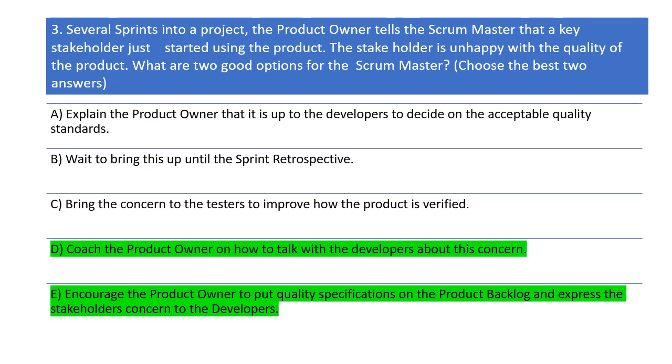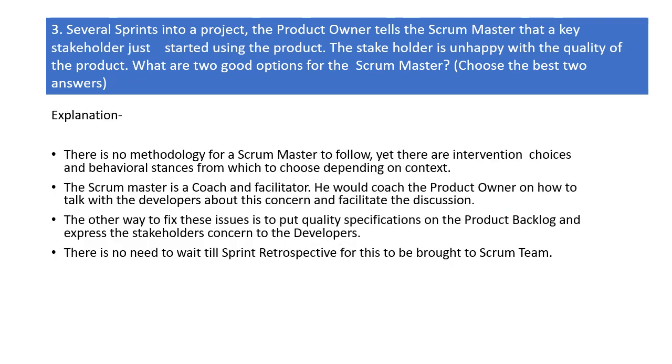You can see the right answers on the screen. It is option D and option E. Let us see why the answers are option D and option E. There is no methodology for a Scrum Master to follow, yet there are intervention choices and behavioral stances from which to choose depending on context. The Scrum Master is a coach and facilitator. He would coach the product owner on how to talk with the developers about this concern and facilitate the discussion.